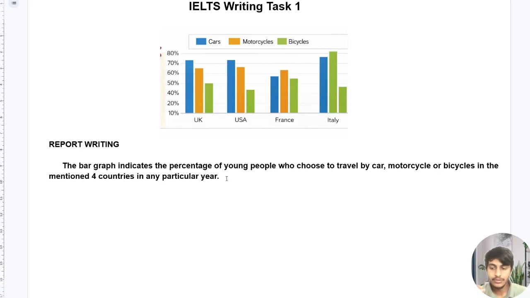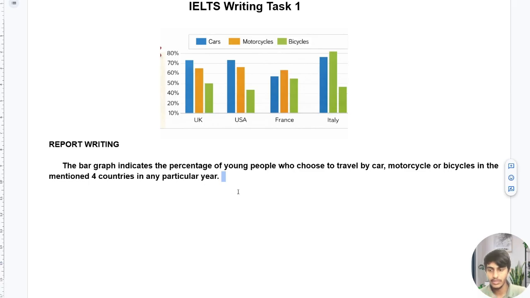Now students, stop here for a moment. This is the first paragraph of the report, and in IELTS language we call it the introduction. Many students make a big mistake here. They start writing opinion, numbers or explanation. That is wrong. You don't have to write opinion, numbers or explanation in the introduction. Let's understand what the examiner wants in the introduction. The examiner asks only one question: does the candidate understand what the graph is about? So the introduction answers that question clearly.